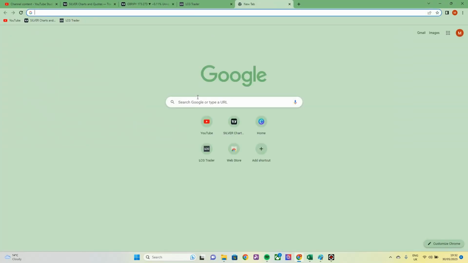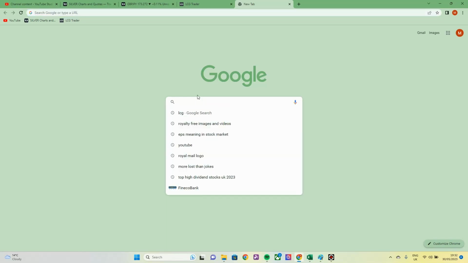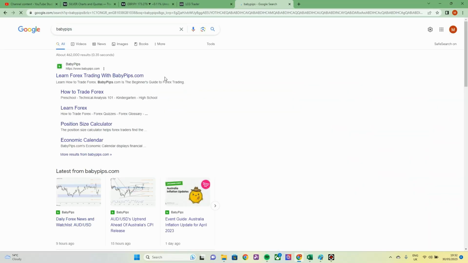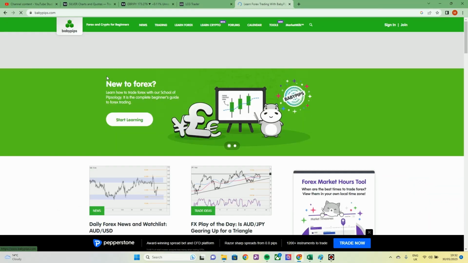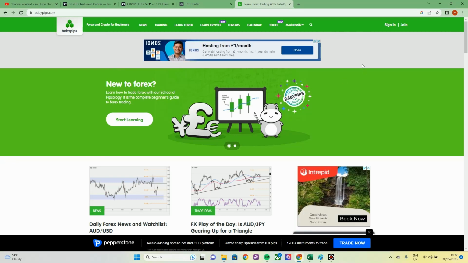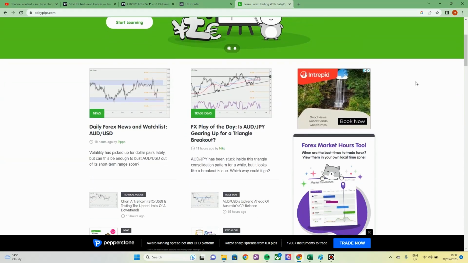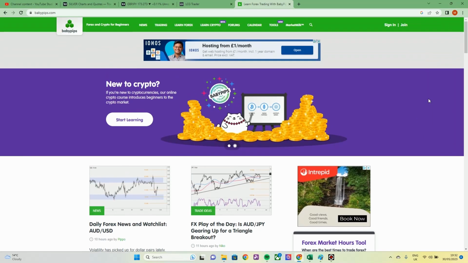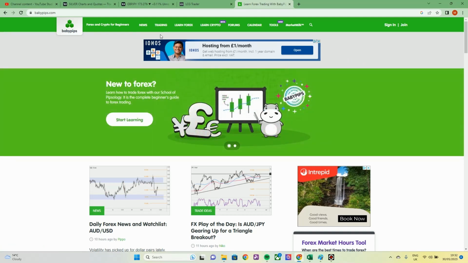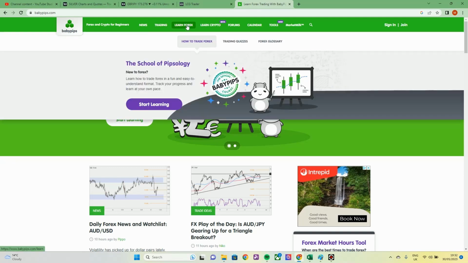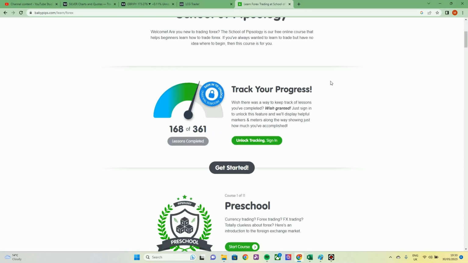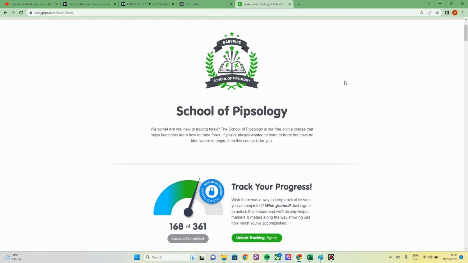Now, from the knowledge that I have from candlesticks and charts and all that sort of stuff, I actually learned from a company called Baby Pips. Now, Baby Pips is free, or when I was doing it, it was free anyway. But basically, it will teach you everything about charts and doing technical analysis and all that sort of stuff. Now, this is it. The School of Pipsology, it is absolutely massive. It is huge, Pipsology.